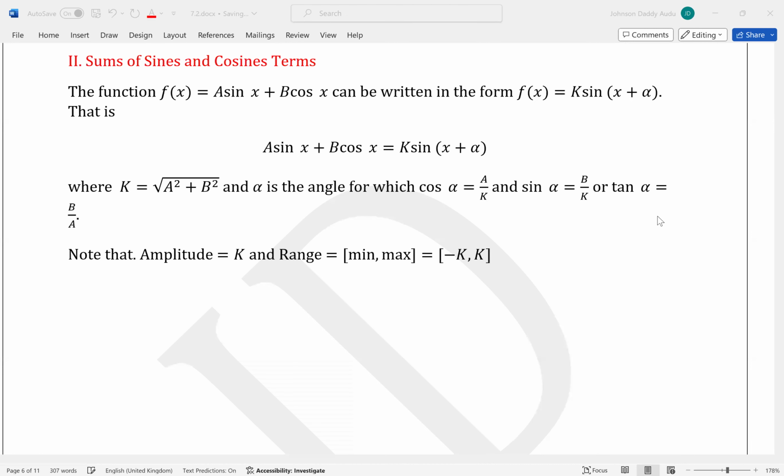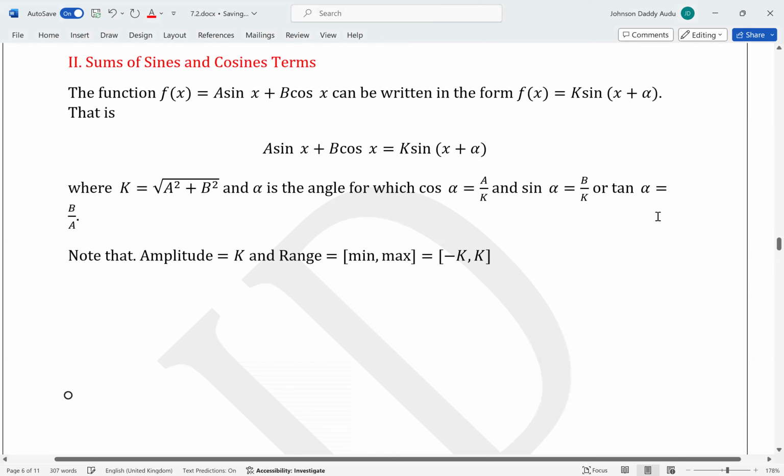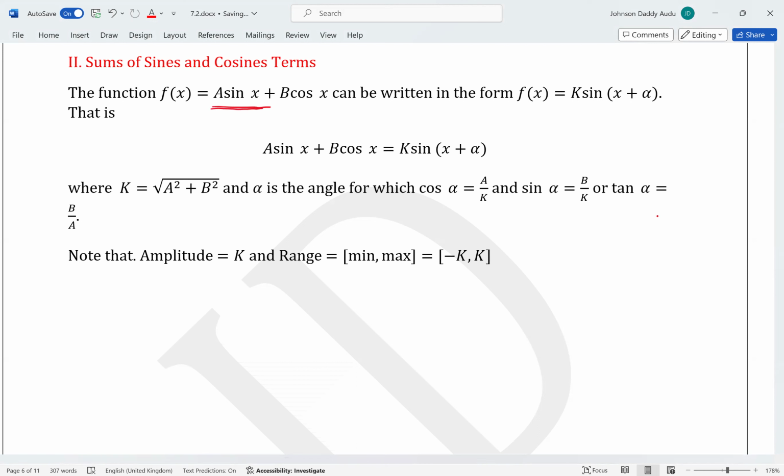All right, so here we'll be looking at how to express these functions. If we have a linear combination, a sine x plus b cosine x, it can be written in the form of what? K sine(x plus alpha). As you can see, this is true, where k is what? The root of a squared plus b squared, and alpha is the angle for which cosine alpha is equal to a over k.